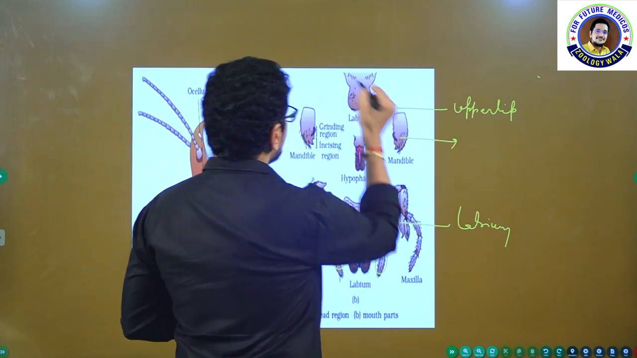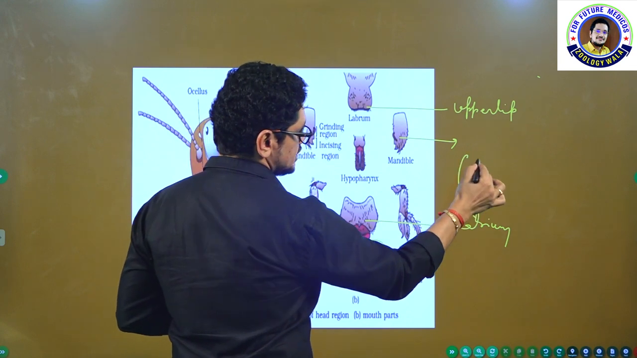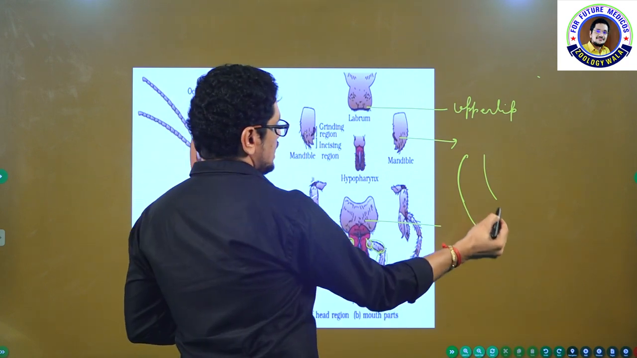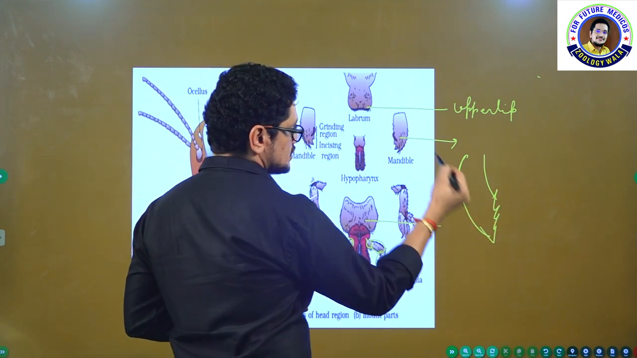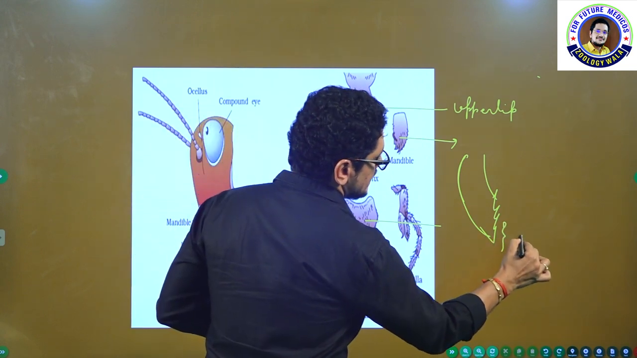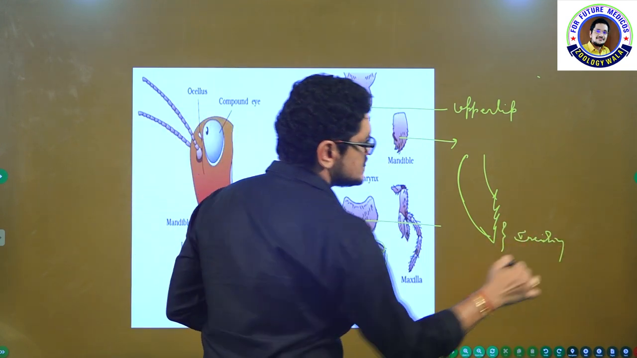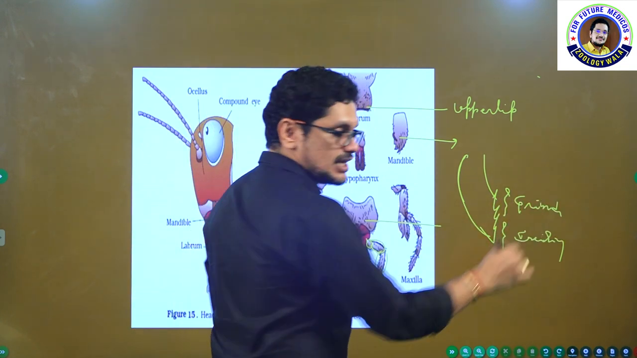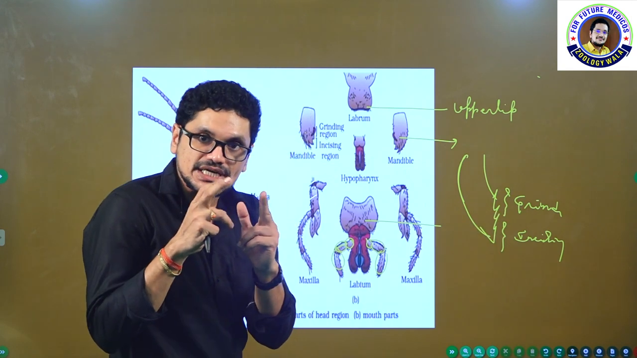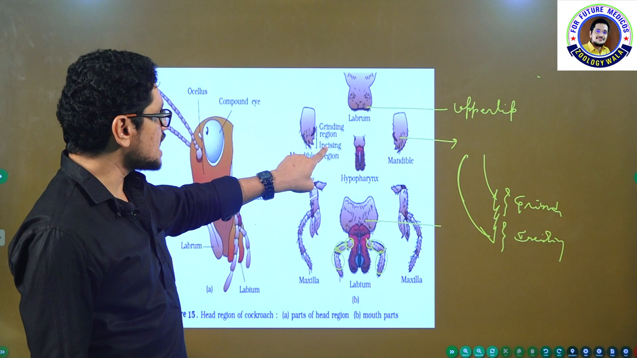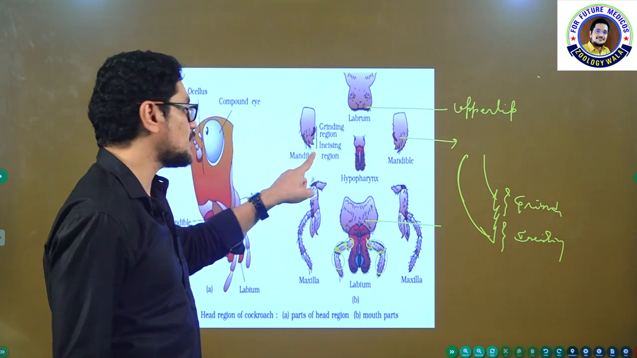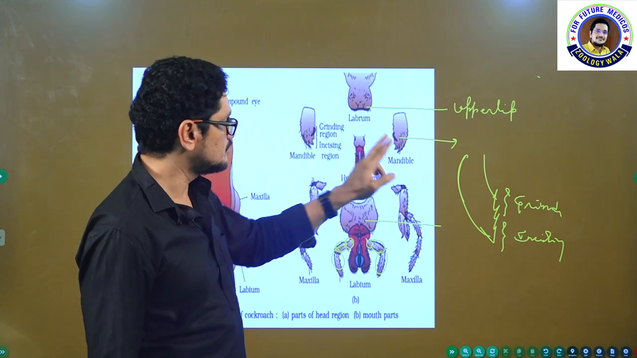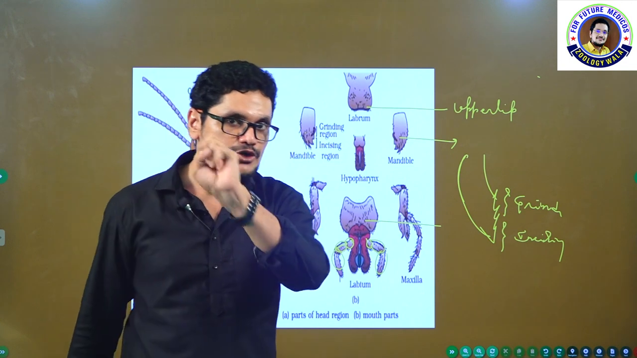For example, imagine this is the mandible, and here come the teeth like this. This portion comes under incising, I-N-C-I-S-I-N-G, incising means cutting, and this portion will become grinding, G-R-I-N-D-I-N-G. Incising, cutting; grinding, chewing. These may be asked in the examination, very important. Incising and grinding region, and the other mandible also has an incising and grinding region, two mandibles will be there.